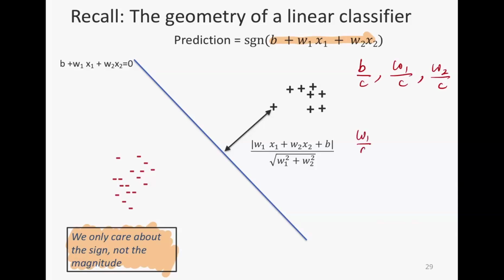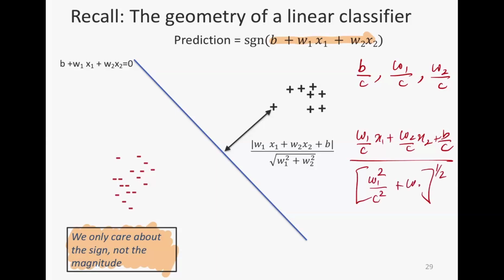You have w1 divided by c times x1 plus w2 divided by c times x2 plus b divided by c, divided by the square root of, I'll just put a half here, w1 square divided by c square plus w2 square divided by c square. In the denominator, I can pull out a c square common. So I can rewrite the denominator as the square root of 1 over c square times w1 square plus w2 square. But the square root of 1 over c square is simply 1 over c, right? So I can just write it this way. And I can pull out a 1 over c common from the numerator as well.